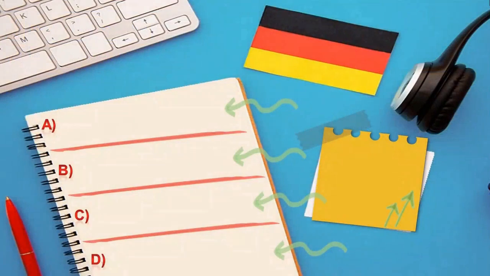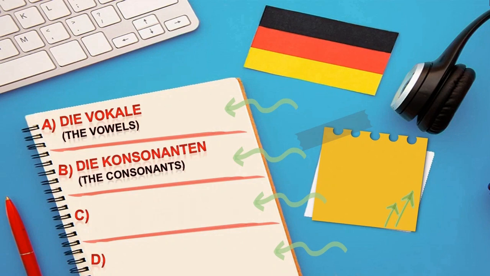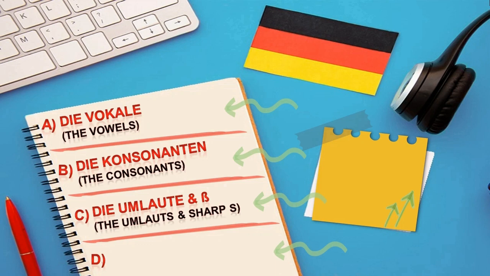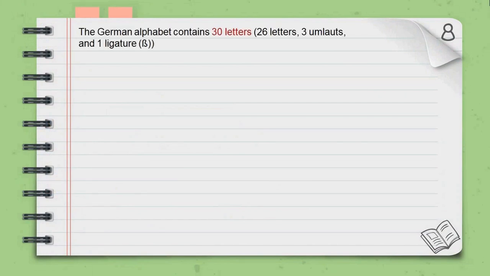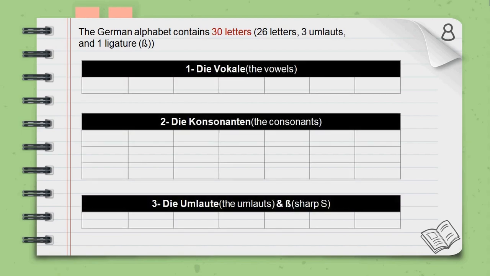In this lesson, we will be learning about die Vokale, or the vowels, die Konsonanten, the consonants, und die Umlaute und Eszett, or in English, the umlauts and sharp S letter. The German alphabet contains 30 letters: 26 letters, 3 umlauts, and 1 ligature. They are divided into the vowels, the consonants and the umlauts.